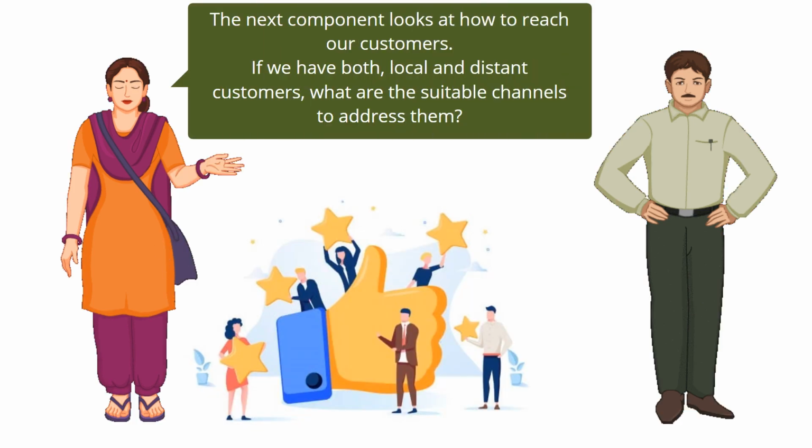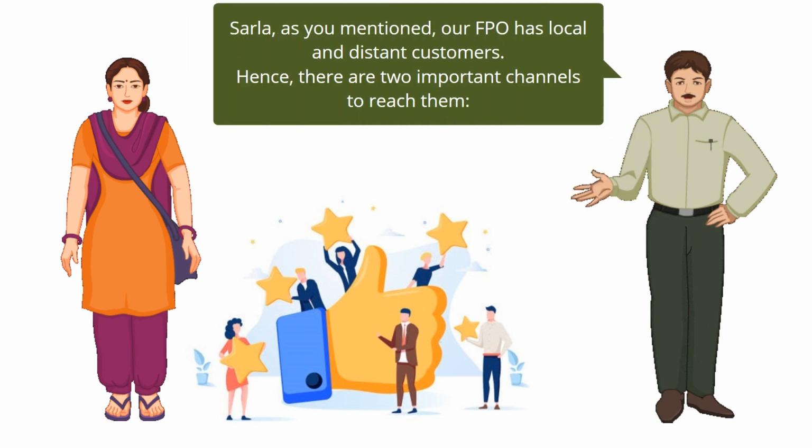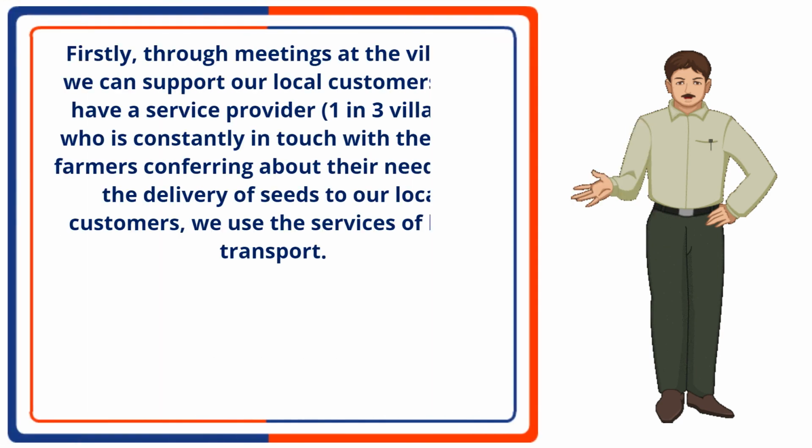The next component looks at how to reach our customers. If we have both local and distant customers, what are the suitable channels to address them? Sarla, as you mentioned, our FPO has local and distant customers. Hence, there are two important channels to reach them. Firstly, through meetings at the village, we can support our local customers. We have a service provider who is constantly in touch with the local farmers, conferring about their needs. For the delivery of seeds to our local customers, we use the services of local transport.